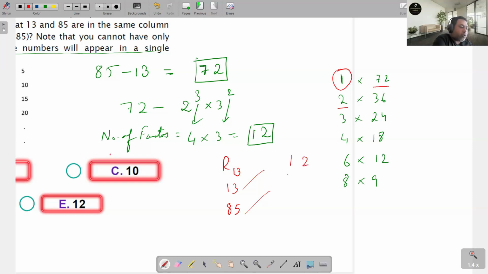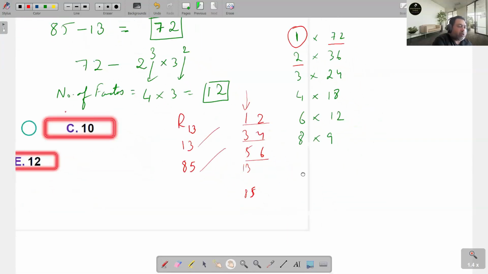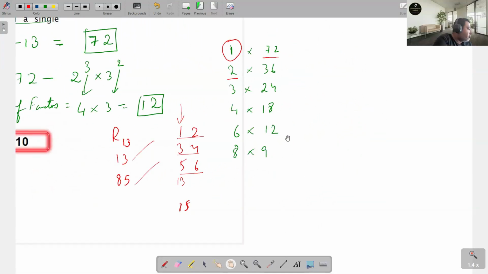Correct. So if you write 1, 2, 3, 4, 5, 6, if you keep two numbers in each row, as you can very clearly see, all the odd numbers will appear here. So the 13 and the 85 will appear in the same column. You can take any other example also. Let's take another one, 12. If you take 12, then 13 will give you a remainder of 1. And 85 also, if you divide by 12, will give you a remainder of 1.